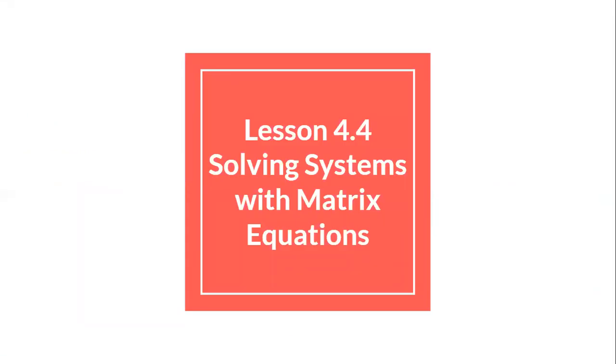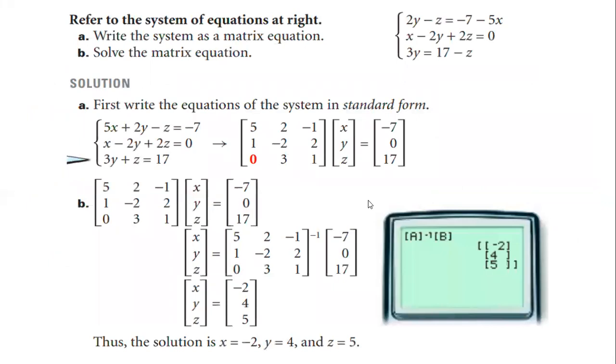Now our second lesson, lesson 4.4, solving systems with matrix equations. Refer to the system of equations at the right. And for part A, write the system as a matrix equation. So we're going to first start off by writing the equations of the system in standard form with all the variables on one side. And then we're going to take the coefficients and separate them from the variables. And that will result in the right side of the equations.